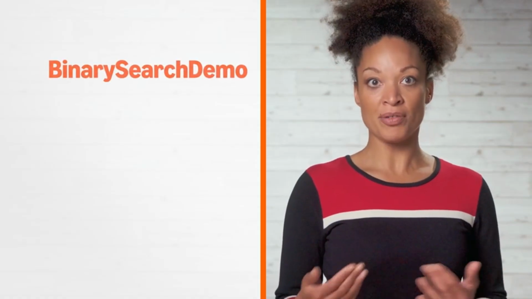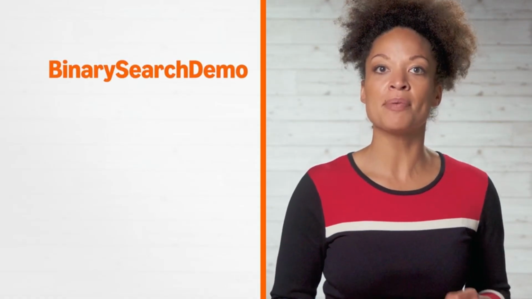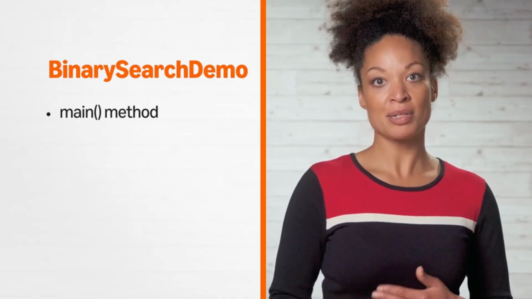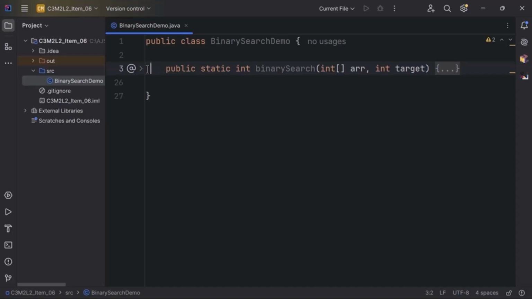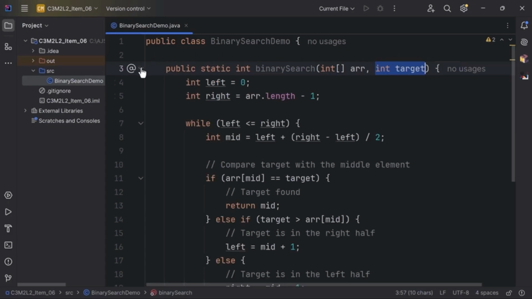For this demonstration, we'll create a Java class called binary search demo. It has two key parts, the main method, which starts the program, and the binary search method, which performs the search. The binary search method performs the actual binary search. The parameters here are int array r, the sorted array to search, and int target for the number to find. The method divides and eliminates sections of the array. The method uses 2 pointers. Left points to the start of the array and right to the end.